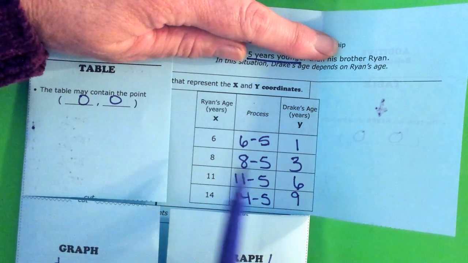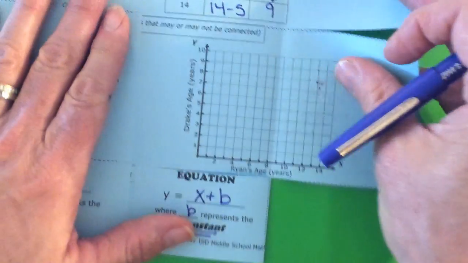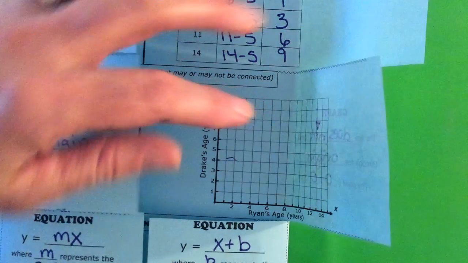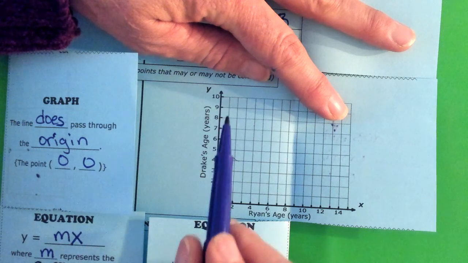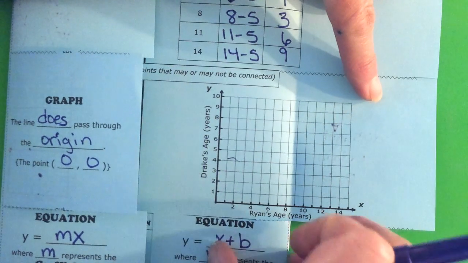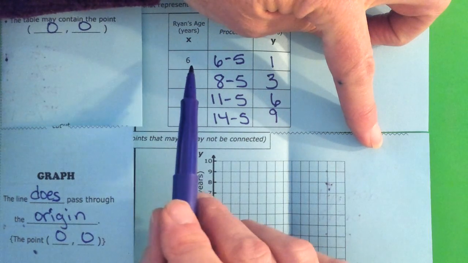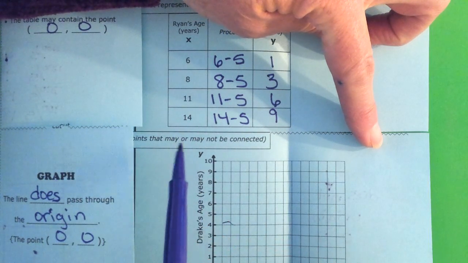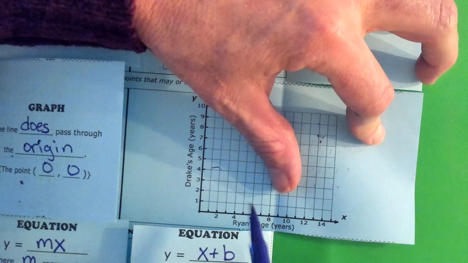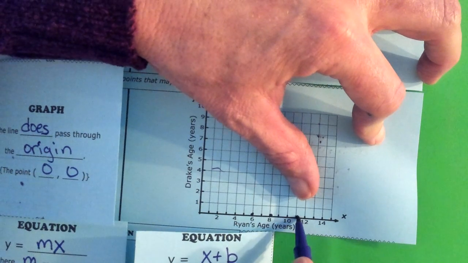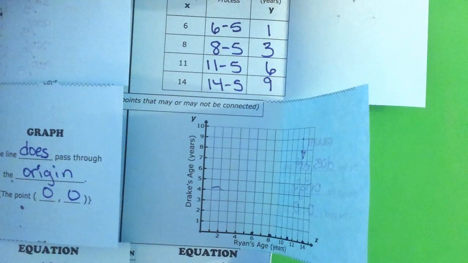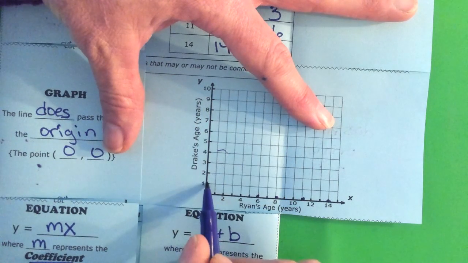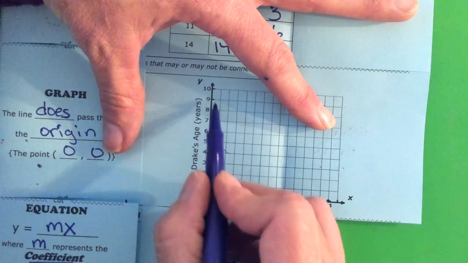All right, let's transfer this XY information onto our graph. Now be careful when you're reading the graph. You can see that the bottom is Ryan's age and the vertical is Drake's age. So you've got to be sure to put the correct numbers where they belong. So my first column, the x is all the Ryans, 6, 8, 11, and 14. I'm going to go ahead and make a little dot here. 6, 8, 11, 14. I know where they are. And then Drake's ages were 1, 3, 6, and 9.